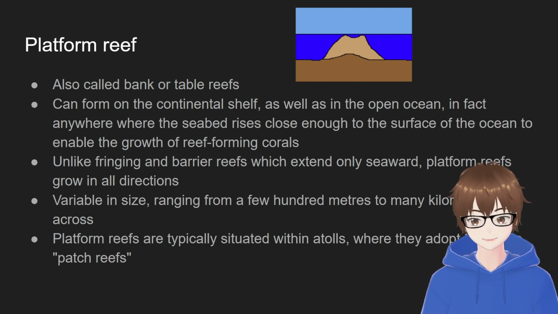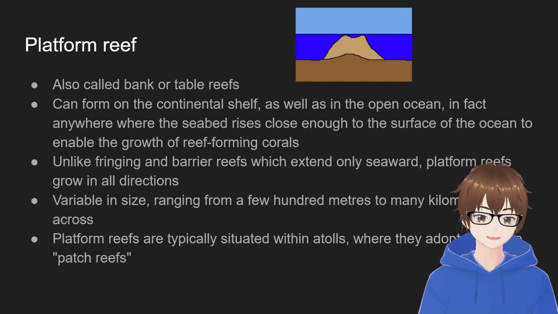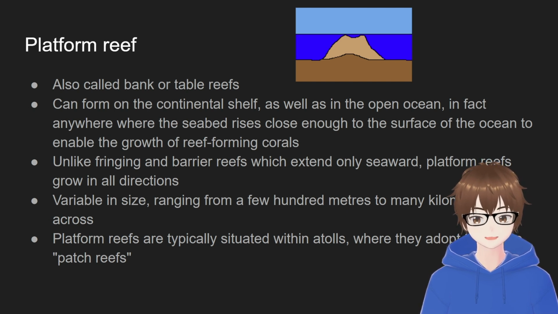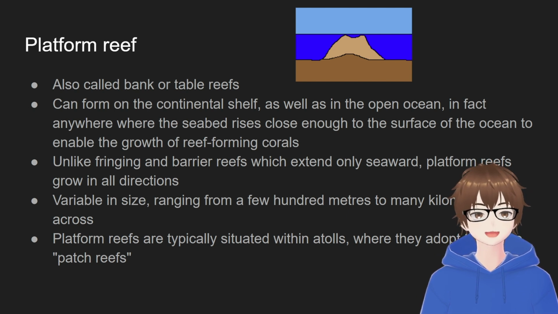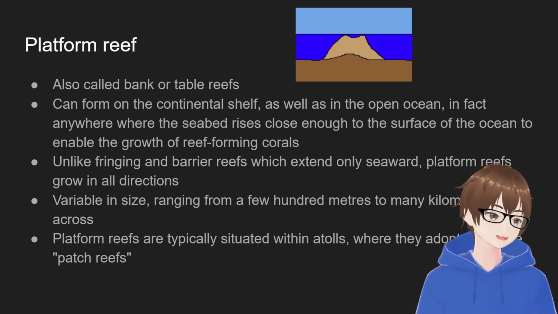Unlike fringing and barrier reefs, which extend only seaward, platform reefs grow in all directions, and they can vary in size, ranging from a few hundred meters to many kilometers across. Platform reefs are typically situated within an atoll, where they adopt the name patch reefs, and we'll talk about atolls very soon. And up above me here, I have a picture of a platform reef. It just grows up from the continental shelf in all directions.